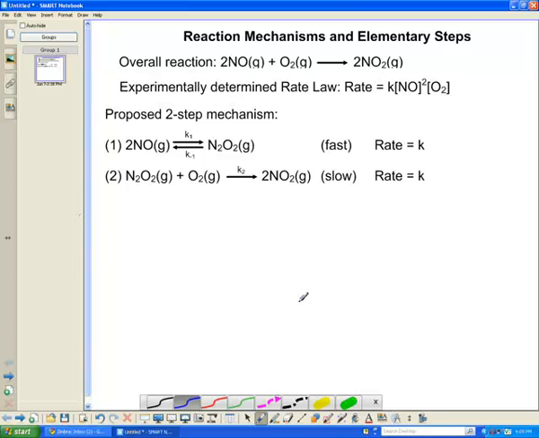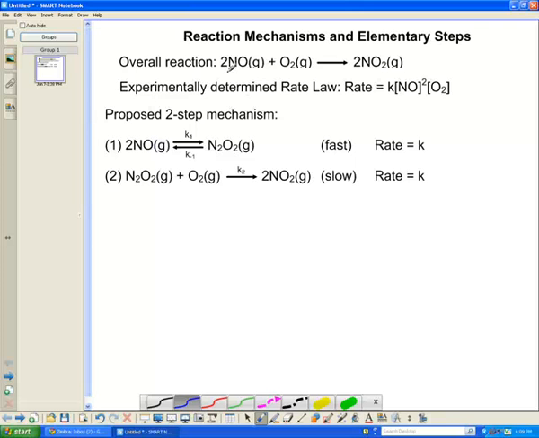Okay, in this video I'd like to talk a little bit about the concept of reaction mechanisms and things called elementary steps. Now, you may have heard of the term reaction mechanism before, but let me just break it down in terms of what it actually means. Whenever you talk about a mechanism for a reaction, you're talking about a series of steps that the overall reaction goes through.